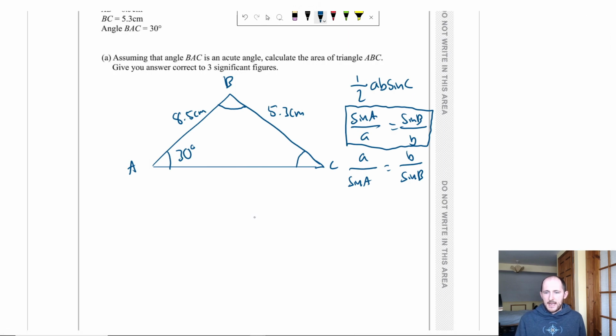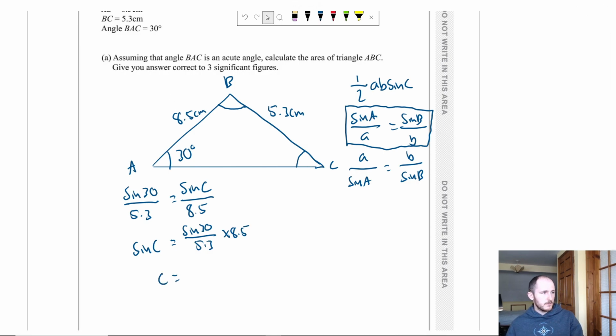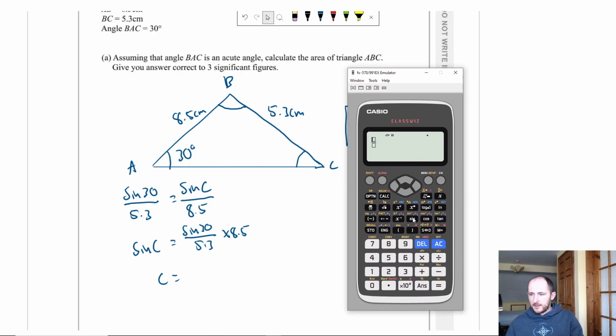So in this case, A is 30 degrees, so we're going to do sine 30 over the opposite side, which is 5.3, is equal to sine, let's call it C, because it's the angle over here that I don't know yet, over 8.5. So sine C, all we're going to do is multiply both sides by 8.5, which gives us sine 30 over 5.3 times 8.5. And then we're just going to work out C straight away.